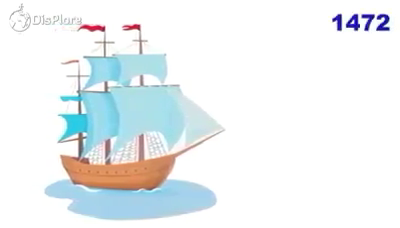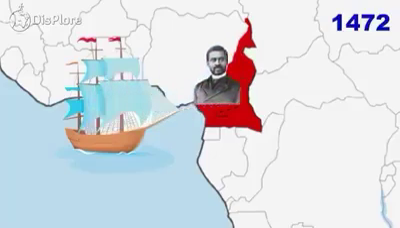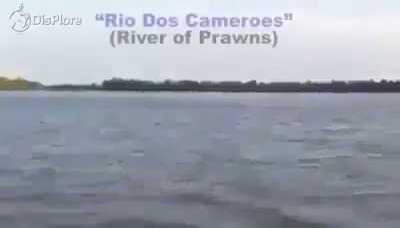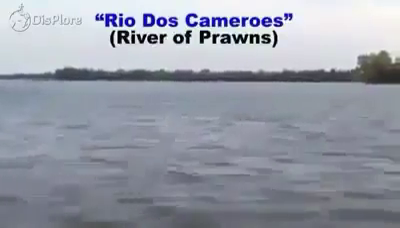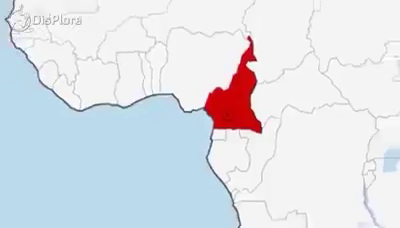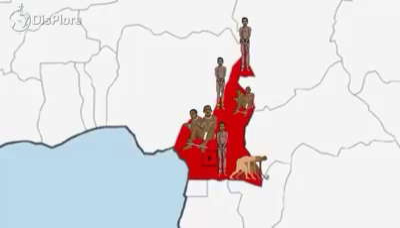In 1472, the first Portuguese explorer, called Fernando Po, stepped foot on the land today known as Cameroon. He realized the river Wouri had lots of shrimp, so he called the area Rio dos Camarões, meaning river of prawns.